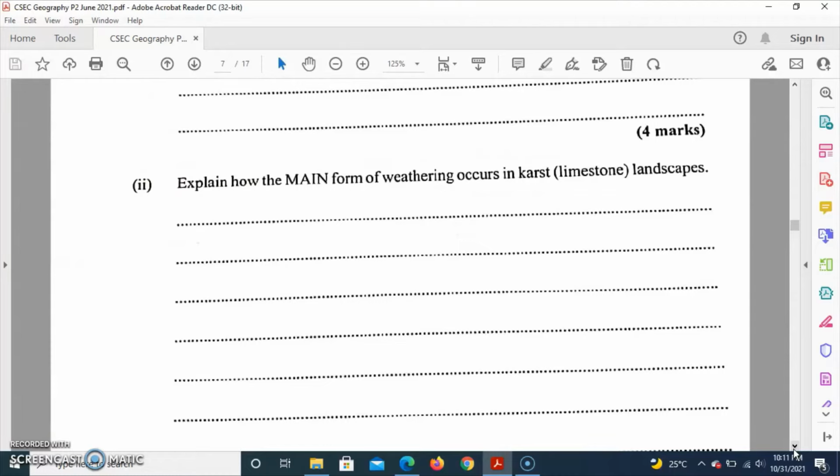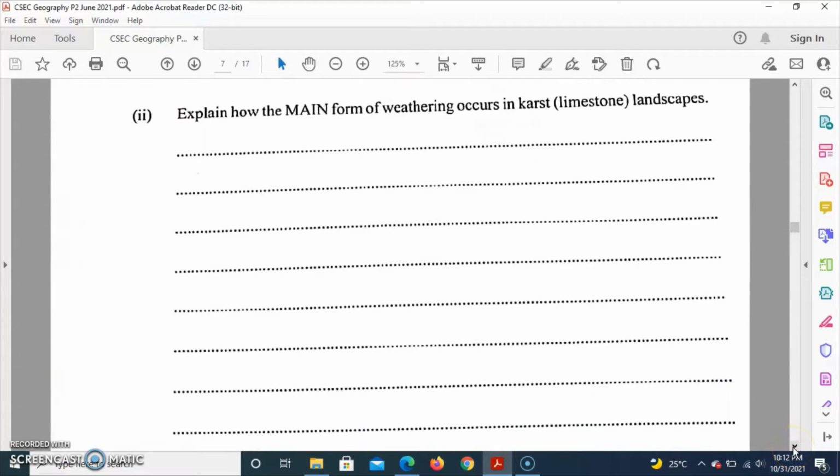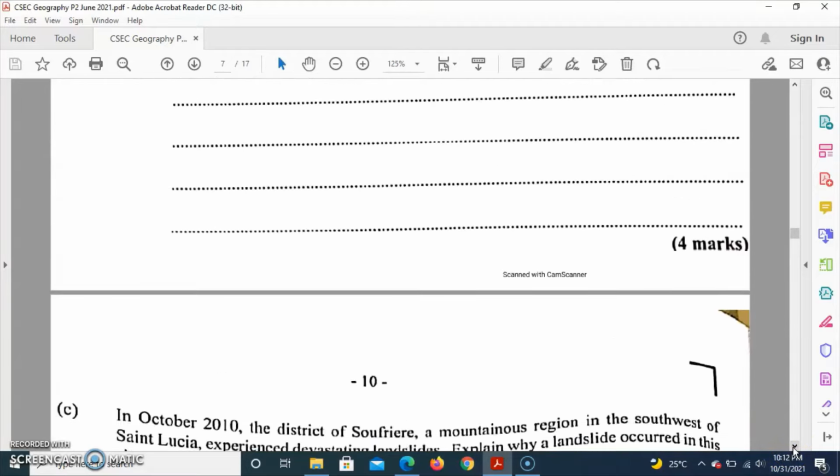Carbonation is the main type of weathering process that takes place in limestone regions, where rainwater mixes and absorbs carbon dioxide in the atmosphere to produce a weak carbonic acid. Carbonic acid acts on calcium carbonate in the limestone to form calcium bicarbonate, and calcium bicarbonate is soluble, so it is easily dissolved by water and carried away in solution. That would have given you 4 marks.